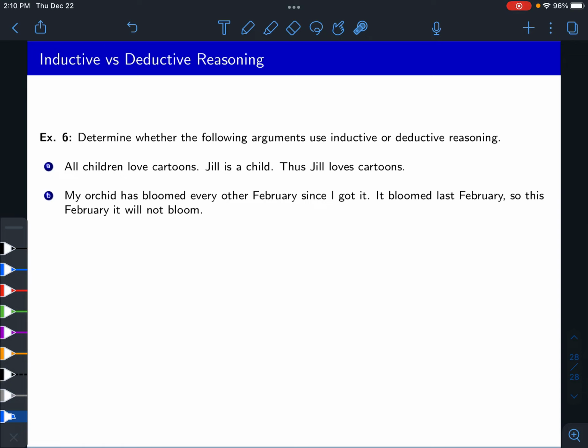In part B, my orchid has bloomed every other February since I got it. It bloomed last February, so this February it won't bloom. Right? Every other February it's blooming. If it's alternating and last year it did bloom, that means this year it doesn't bloom. Is that inductive or deductive reasoning? I'll give you 5 or 10 seconds to pause, think about it, and come back to this.